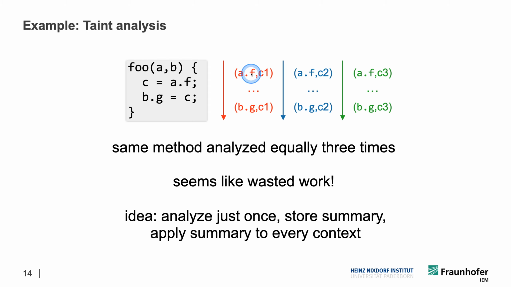We want an approach that computes sort of the left-hand side of this tuple once, right? So that tells us once that if a.f is tainted at the beginning, then b.g will be tainted in the end, irrespective of the calling context, or at least for a large number of different calling contexts, let's say, right? So we want to be able to somehow quantify over these calling contexts to say, I don't care whether it's C1 or C2 or C3, I just care that it is a calling context that taints a.f. And if that is the case, then I know that b.g will be tainted in the end. And the functional approach will give you exactly that.